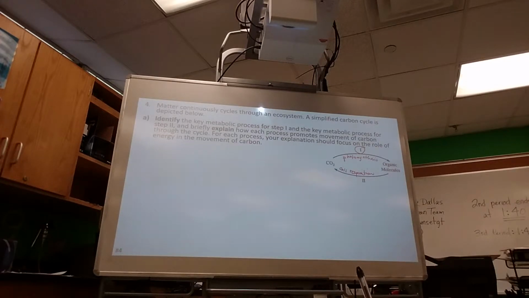All right, so we need to identify them. We've already done that, but we'll need to write out an answer and briefly explain how each process promotes movement of carbon through the carbon cycle. For each process, your explanation should focus on the role of energy in the movement of carbon. So let's talk about photosynthesis. So step 1 is photosynthesis.